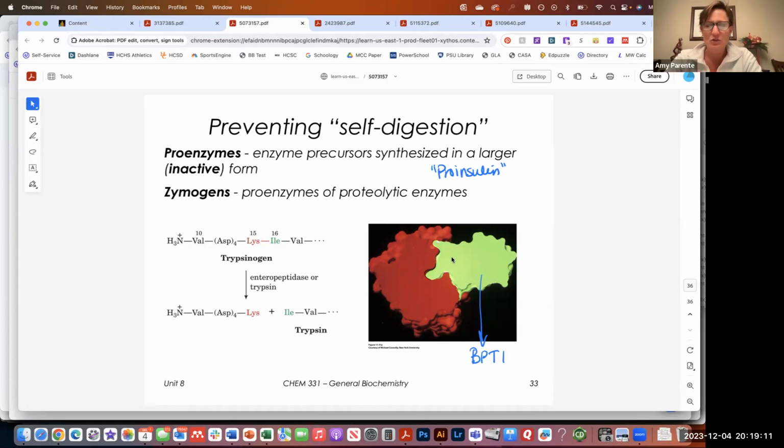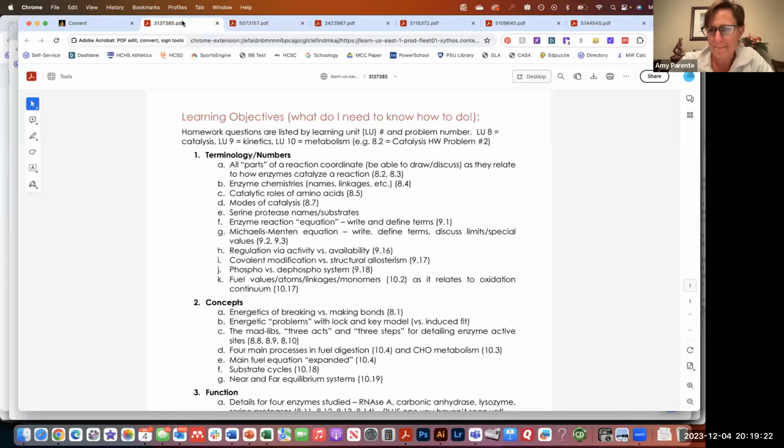All right. So that's a quick overview of Unit 8 on catalysis. Any questions on that before I move on to kinetics? Is there a mechanism on this exam? Nope. Essentially, your mechanism is embedded in detailing an enzyme active site, but not drawing a mechanism.